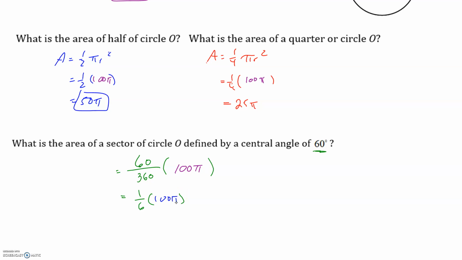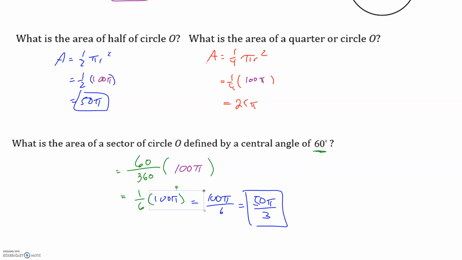And a sixth of 100 pi would be 100 pi divided by 6, which I can simplify because 2 goes into both of them. So that would be 50 pi over 3. That would be the value. Again, I could find the decimal equivalent of that and round it off if I needed to, but that's your area in terms of pi.